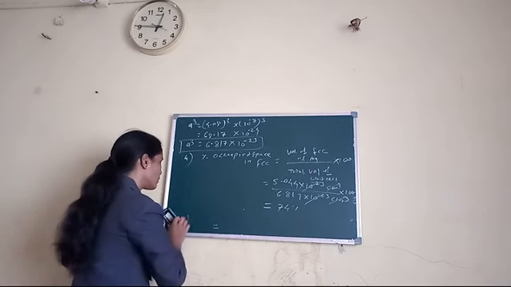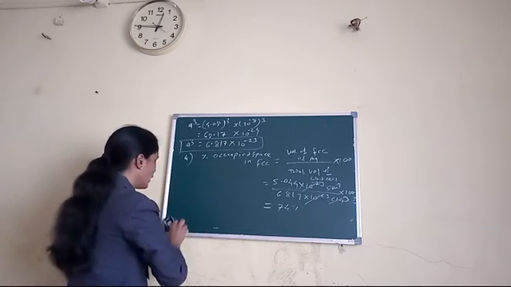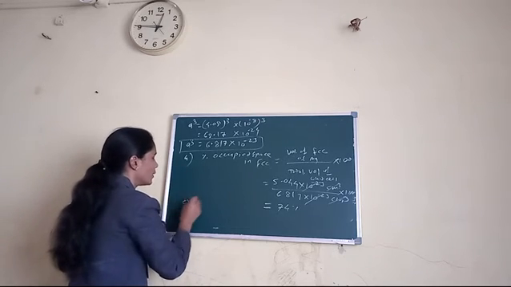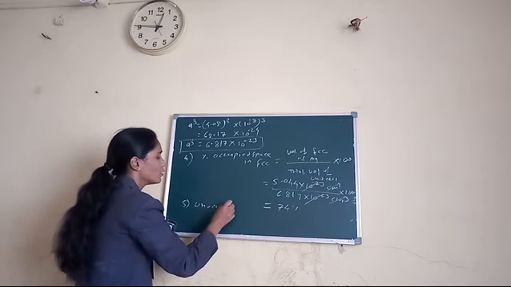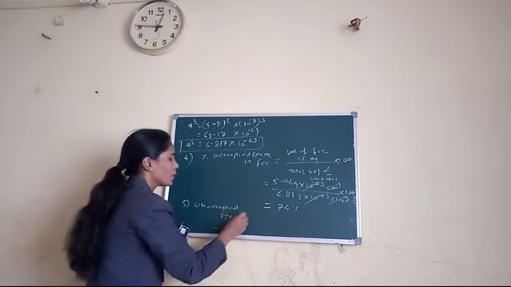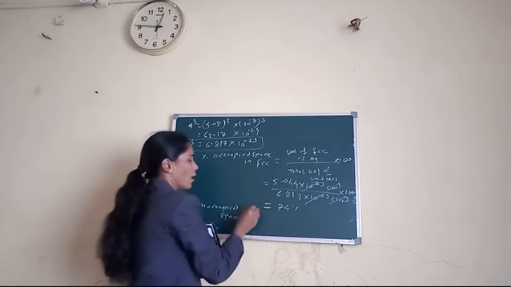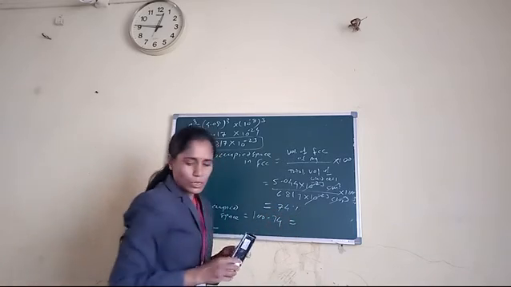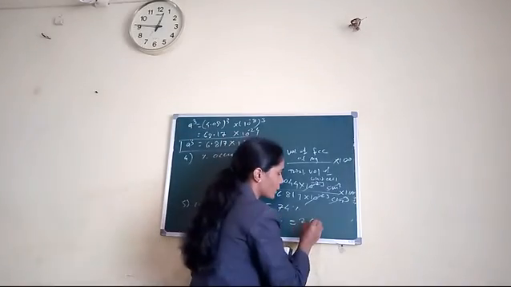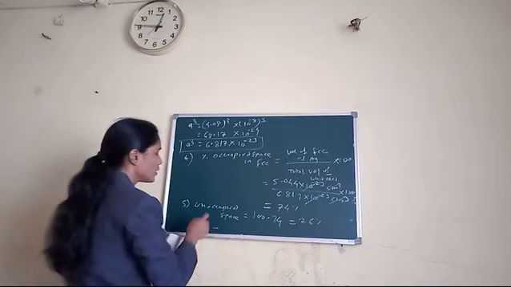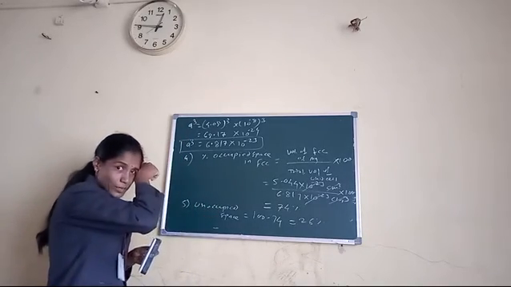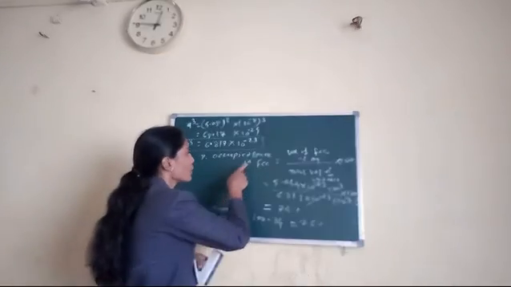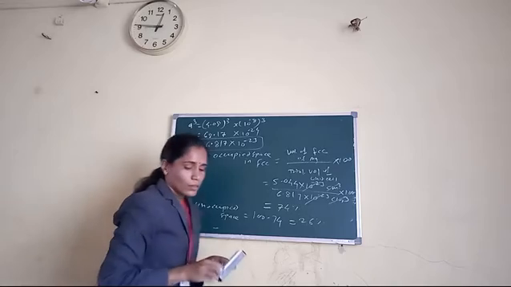Then the last is unoccupied space. The unoccupied space in FCC is 100 minus the occupied space, which is equal to 26%. This 26% is unoccupied, meaning voids in the FCC of silver.